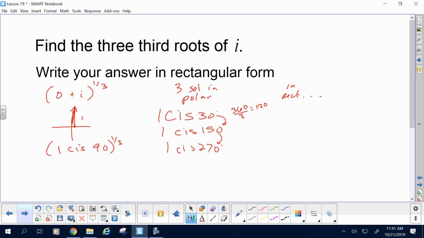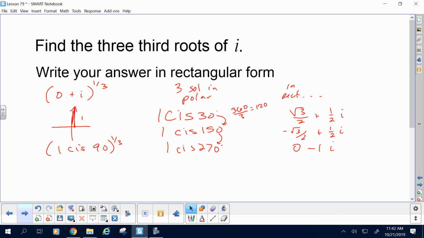Unfortunately, no, because those are polar and they want rectangular. So what is 1 cosine of 30, or just cosine of 30? Root 3 over 2, and what is sine of 30? 1/2 i. What about cosine of 150? Negative root 3 over 2, and what about the sine? Is it still positive? Yes. And what about 270? 0 minus 1 i. So if I took all those to the third power, they should give me i, right?